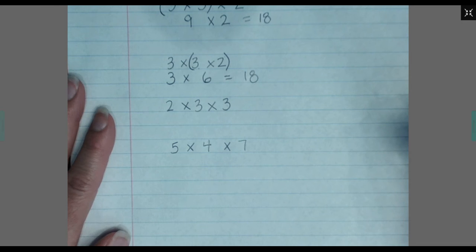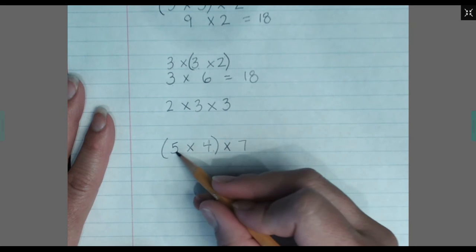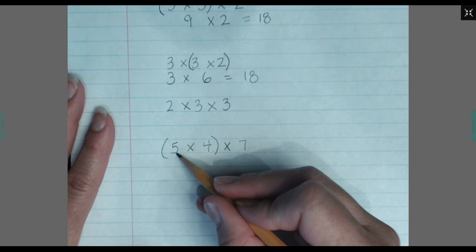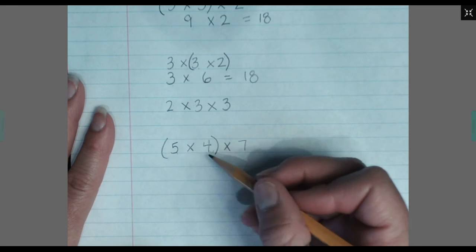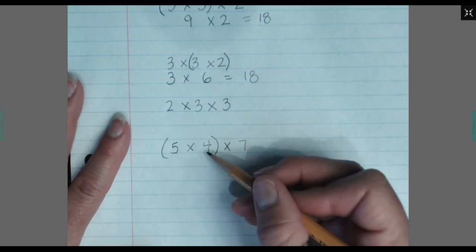So if I have 4 5s, I know that I can count by 5s 4 times to give me that answer. 5, 10, 15, 20. Hopefully at this point, you guys know your multiples of 5 by now. And if you have 4 of them, then you get 20. So now I'm left with 20 times 7.